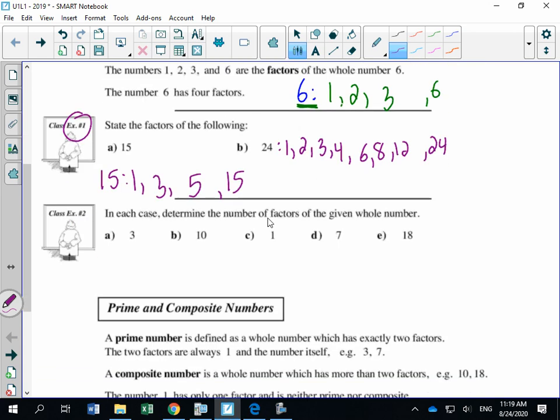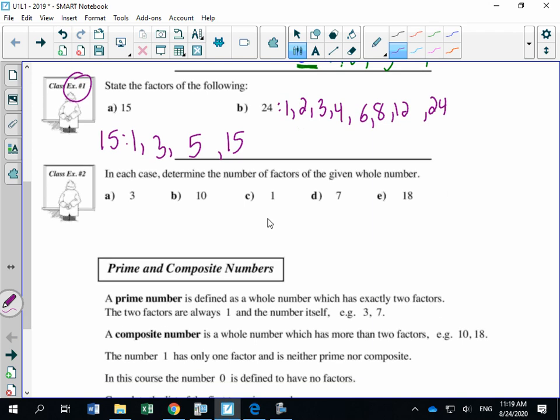Okay, class example number 2, we're going to work through. I'm going to do a couple of them, and then I'd like you to pause it and do the rest. So A, nice and simple. The factors of 3 are only 1 and 3. And actually, I'll skip to C. The factors of 1: if you divide 1 by 1, you only get 1 as an answer. So there's only one factor of 1, and it's 1.